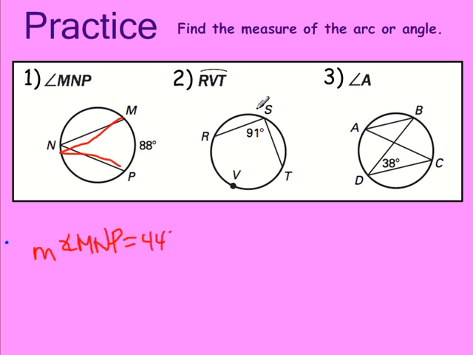Next, we have an inscribed angle, and this is asking us to find the measure of major arc RVT. Similarly, we're going to use the same theorem, however, this time we're looking for the arc measure. And we know that this inscribed angle is half of the measure of the arc that it intercepts. So we can say the measure of arc RVT is going to be equal to 182 degrees.